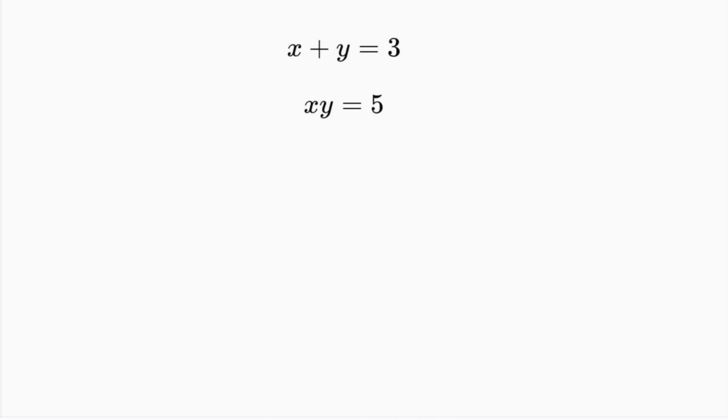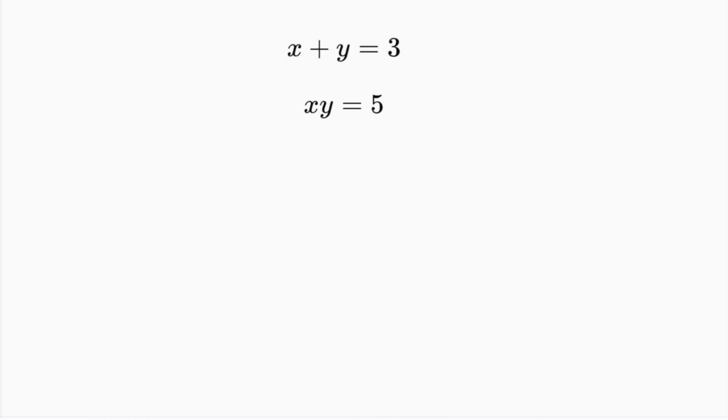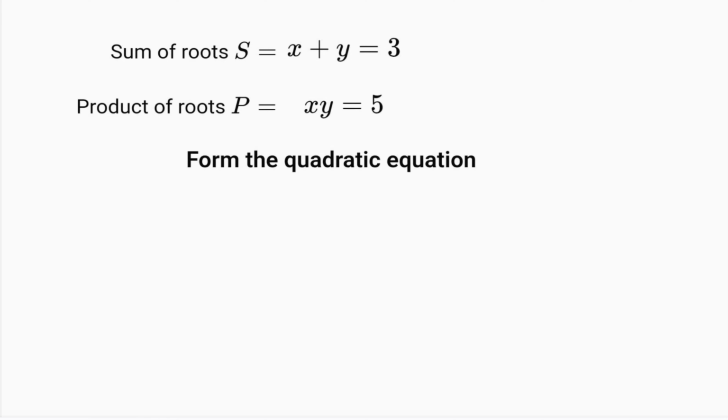Hi friends, we have x plus y equal to 3 and xy equal to 5. We'll solve this using two completely different methods. For the first method, go back to your basics. If you're given the sum of roots and the product of roots, you can form the quadratic equation t square minus (sum of roots) into t plus (product of roots) is 0.